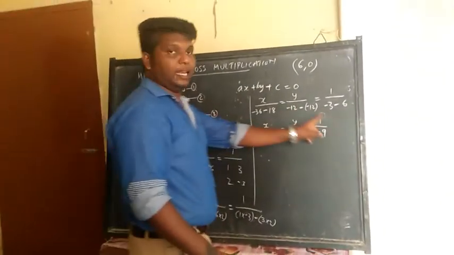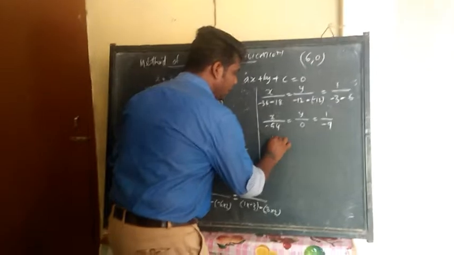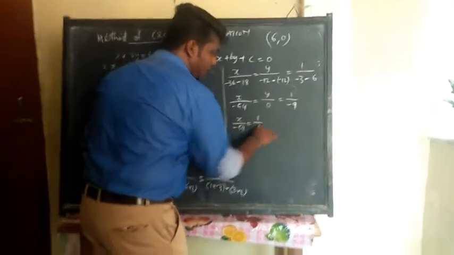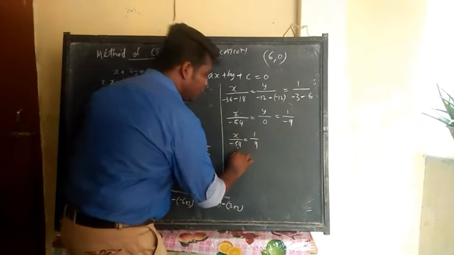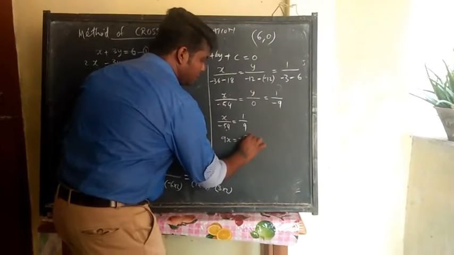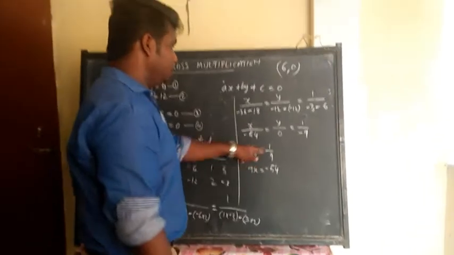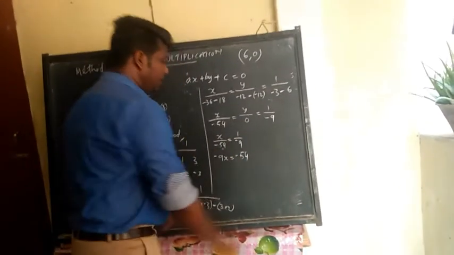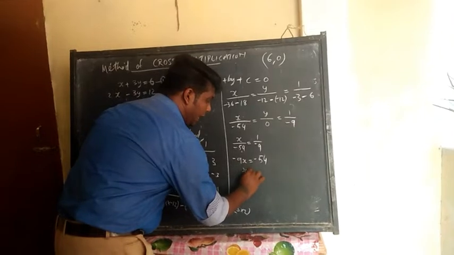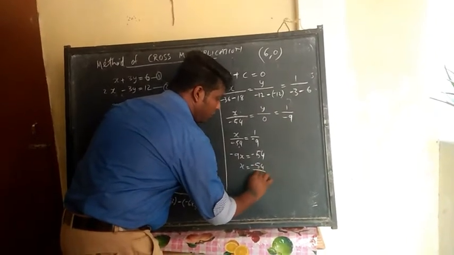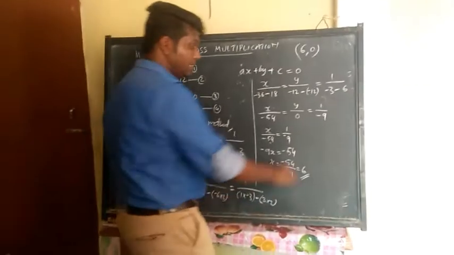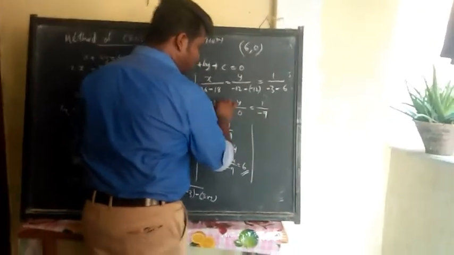Right? Now take the first and the last, x by -54 is equal to 1 by -9. If I cross multiply you will get -9x is equal to -54, therefore x is equal to -54 by -9, and that is 6. You got the x value as 6.